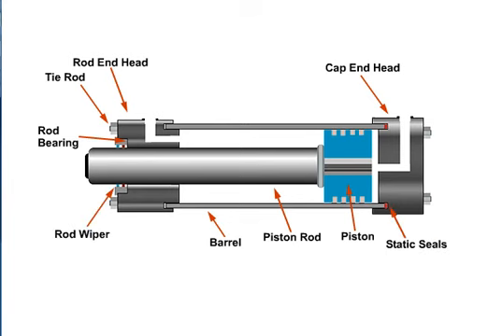A rod wiper is provided to prevent foreign material from entering the bearing and seal area. Sealing a moving surface is provided by the rod seal, which prevents fluid from leaking past the rod, and by the piston seals, which prevent fluid from bypassing the piston. Fluid is routed to and from the cylinder through the rod end port and the cap end port.